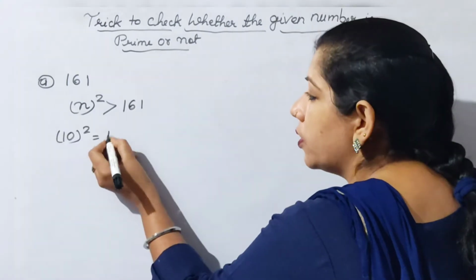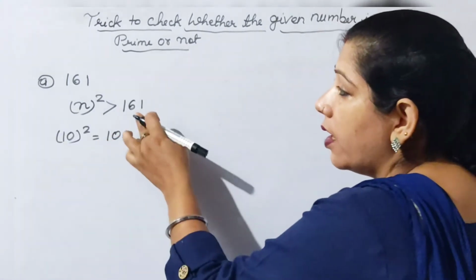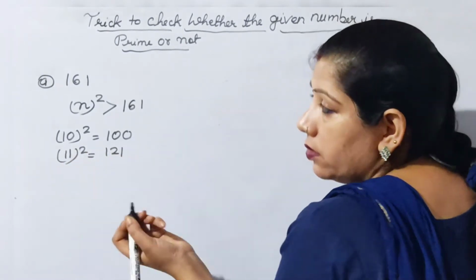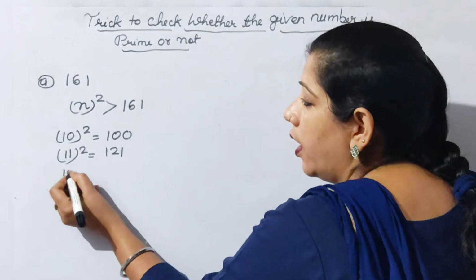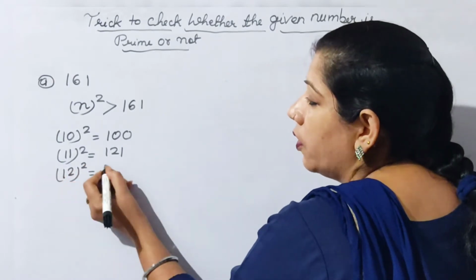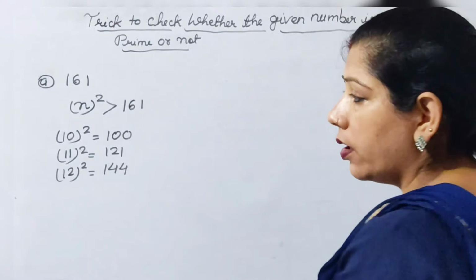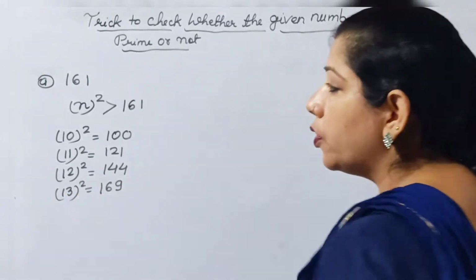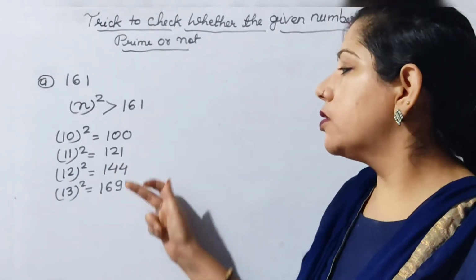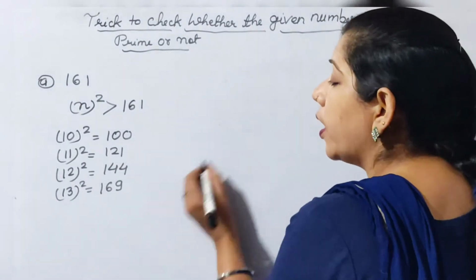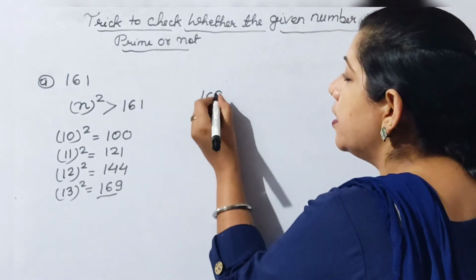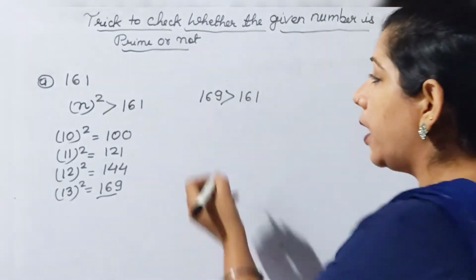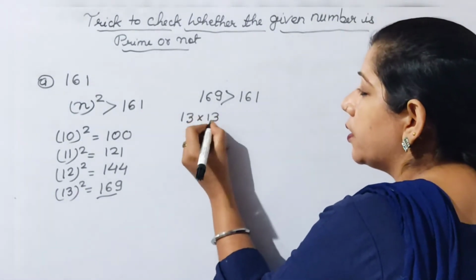So how to find? Let's try. 10 square is 100. It's not greater than 161. Let's try with 11. 11 square is 121. This is also not greater than 161. Let's try with 12. 144. This is also not greater. Let's try with 13 square. 169. If you know very well, you can skip from this to this also. So here we find 169 is greater than 161. So how did you get 169? By multiplying 13 two times.